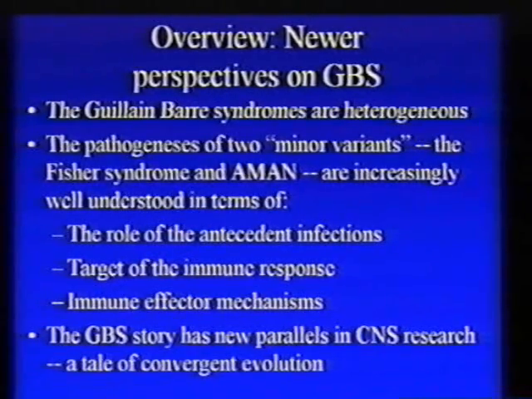Now, we call these minor variants because in this part of the country or the world, the acute inflammatory demyelinating disease is by far the most common form of Guillain-Barre, and these are somewhat different. But I will tell you that worldwide, probably these are the most prevalent syndromes, and I'll show you why.